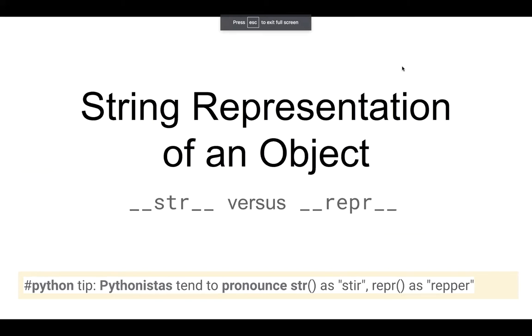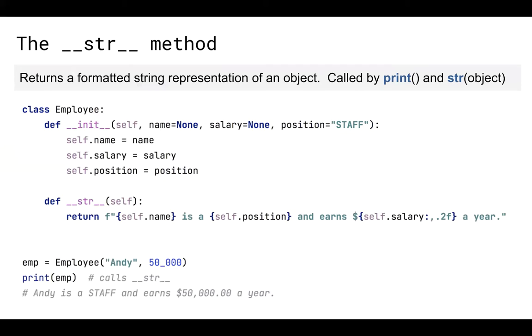String representation of an object. Exploring the __str__ method versus the __repr__ method. You can define a __str__ method. It should return a formatted string representation of the object.